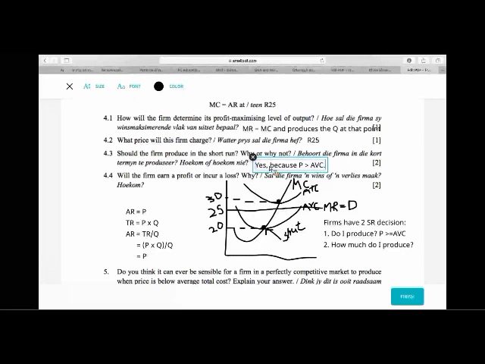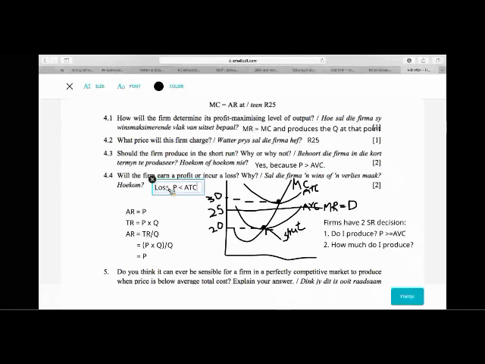The next question then asks, will the firm earn a profit or incur a loss? Why? So even though it makes sense for me to stay open, because I'm covering my costs of operating, my variable costs, I still make a loss. So ATC of 30 currently exceeds the price of 25. So what I can see from this information is that it will be a loss, and the reason why is because price is less than ATC.